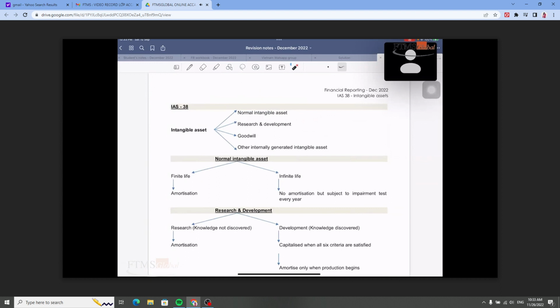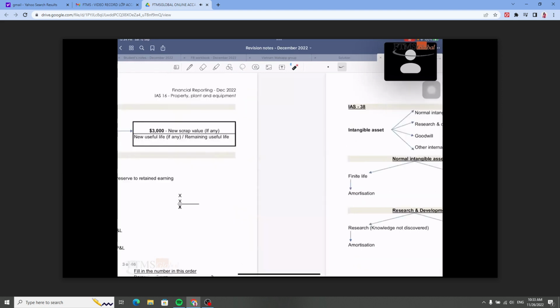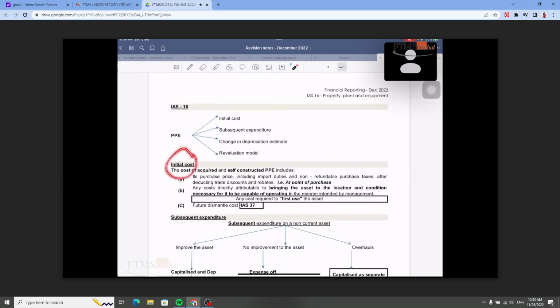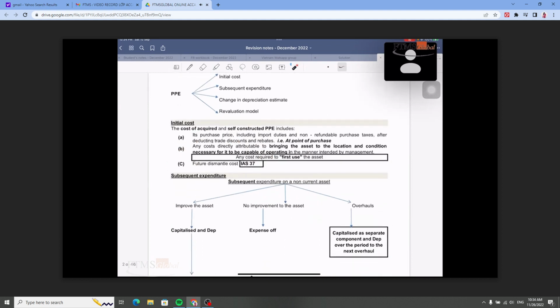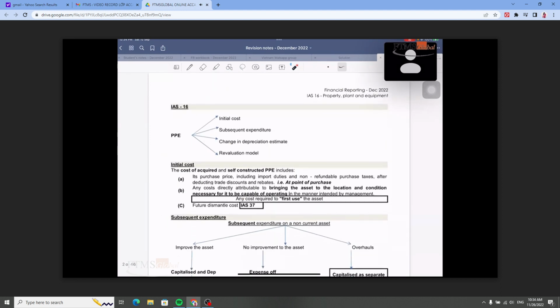So this is something like a test for you. After we complete one subject, you need to ask yourself, initial cost. Of course, you can't refer to the notes. You need to ask yourself, initial cost, what is it about? Then you need to tell yourself, ABC. Then subsequent expenditure, what is it about? Just a brief point. So this is something like a pit stop for you to see whether you have learned everything well in IAS 16. Just to let you know, that's the revision notes.